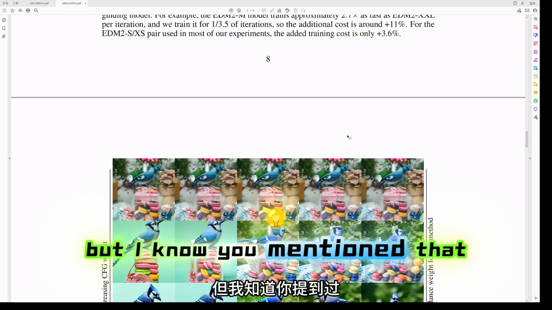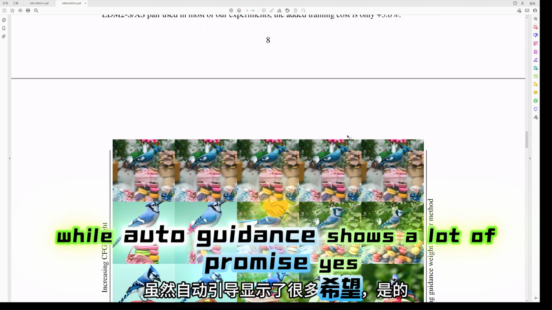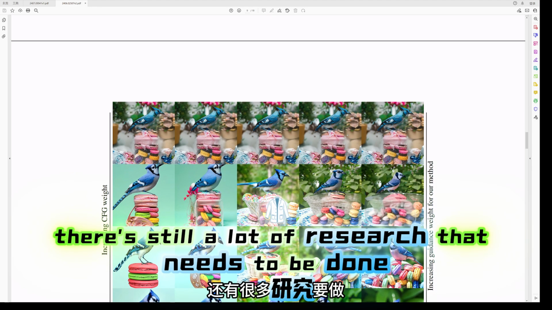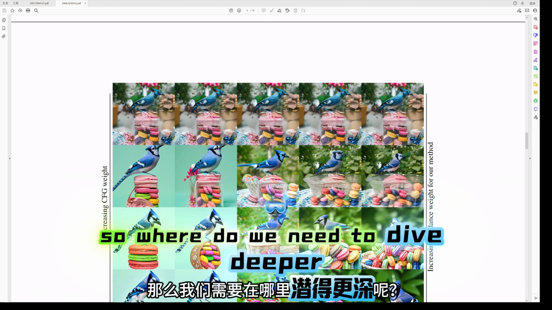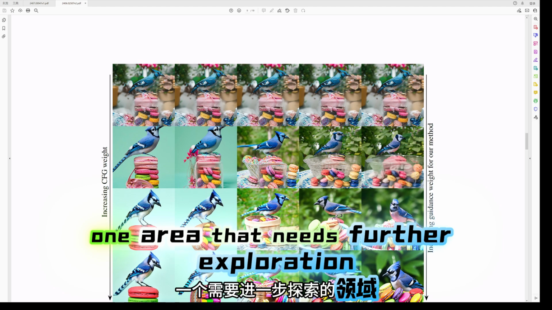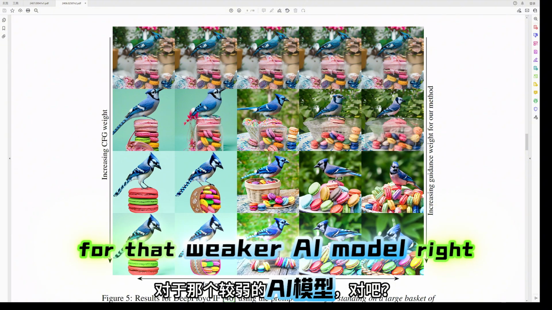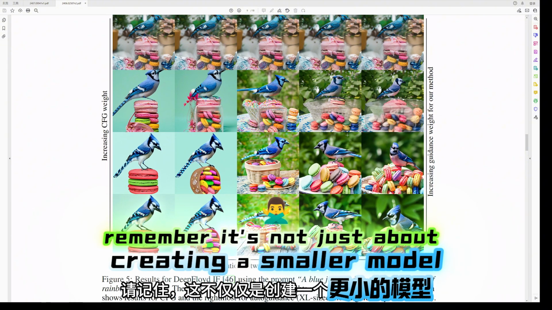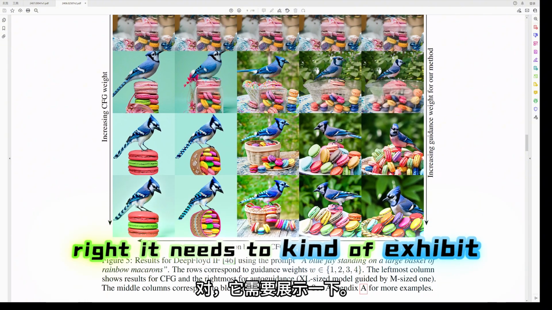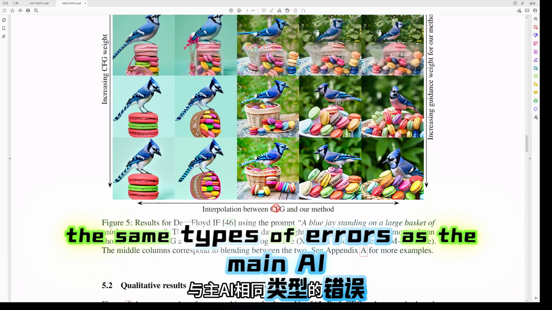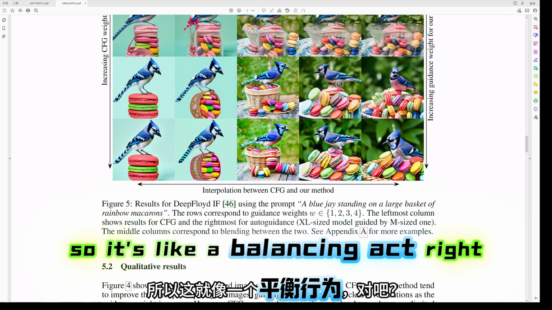But I know you mentioned that while auto guidance shows a lot of promise, there's still a lot of research that needs to be done. So where do we need to dive deeper? Well, one area that needs further exploration is the training process for that weaker AI model. Remember, it's not just about creating a smaller model. It needs to exhibit the same types of errors as the main AI, but just to a greater degree. So it's like a balancing act.